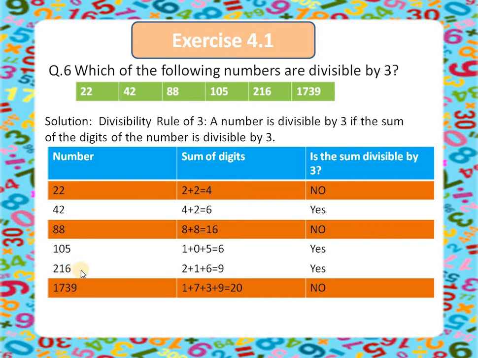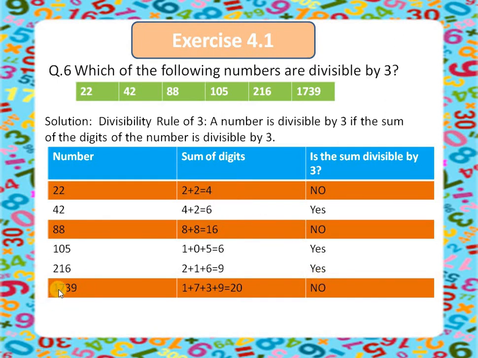So we can also say that 105 is divisible by 3. Next number 216. Write down the sum of the digits first. 2 plus 1, 3. 3 plus 6 will give you 9. So 3 3s are 9. On this basis we can say 216 is divisible by 3.